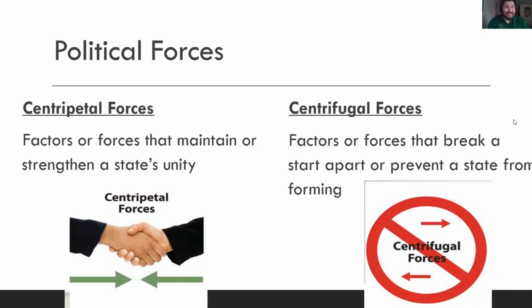So we have two sets of forces that we're concerned with most when we're talking about political forces and political geo. One of the sides we're looking at is what we call a centripetal force, the other side being a centrifugal force, depending on how you say it. The centripetal forces are any forces that are going to create unity or strengthen the unity of a state or help maintain that state's unity itself. A centrifugal force, on the other hand, is going to contribute to the breaking up of a state or the prevention of a state from forming in the first place.